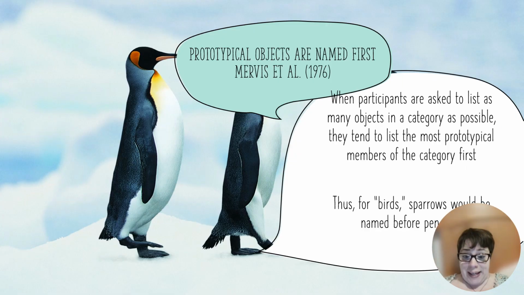Another interesting finding is that prototypical objects, such as sofa and chair for the category furniture, or apple and orange for the category fruit, when participants are asked to list as many exemplars of a category as possible, they tend to list the most prototypical items first. So, for example, for the category birds, people would list sparrows, blue jays, and robins, and canaries first, and then eventually get to ostriches, buzzards, and bats, which are less prototypical members of a category.